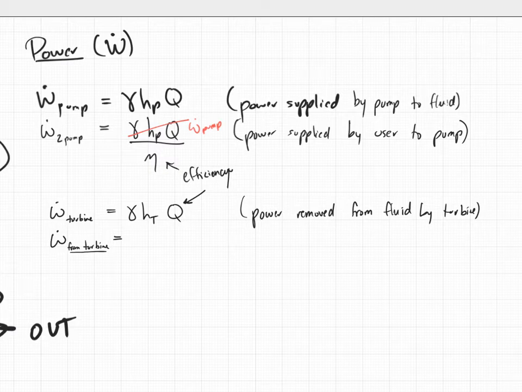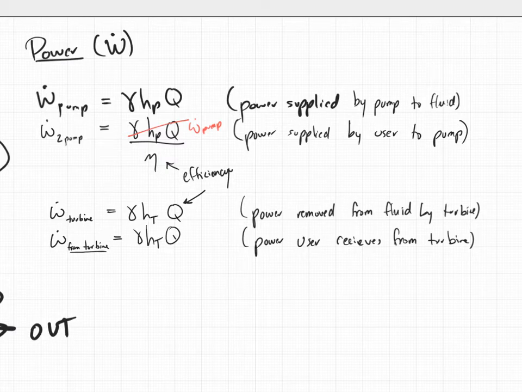If I'm the user, the power the user receives from the turbine, is that going to be larger or smaller than the power that the fluid loses? Hopefully you recognize that this is going to be slightly less. If I multiply by eta, in this case 85%, the turbine's not 100% efficient, so if I remove 100, I'm not going to get that full 100. I'm only going to get 85, if it's 85% efficient.